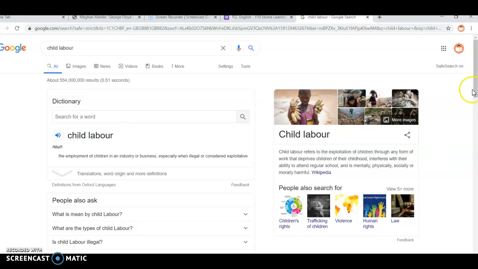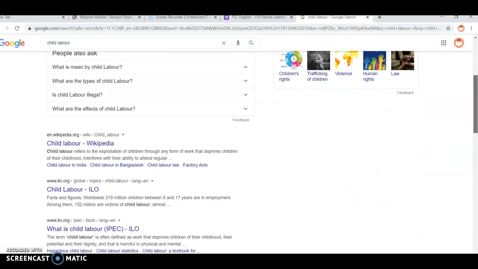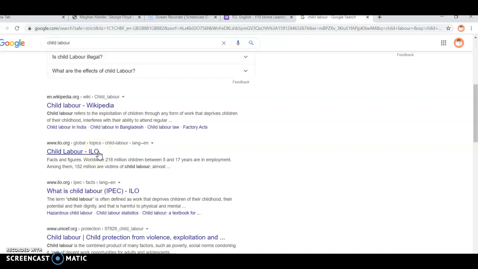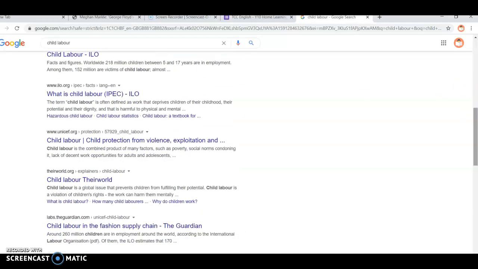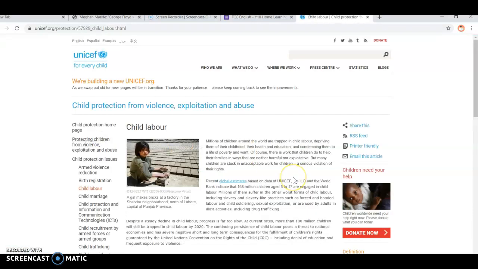Got another definition here. And then I can scan down and I can see I've got the ILO, which I think is a reputable organisation, or I've got UNICEF here, which again I think is a really reputable organisation, and I trust that as a site where I can click on it and see if I can find some facts. And it says here, look, recent global estimates based on data of UNICEF, the ILO and the World Bank indicate that 168 million children aged 5 to 17 are engaged in child labour. 168 million, shocking, isn't it?